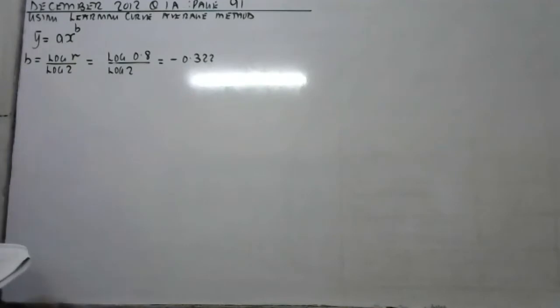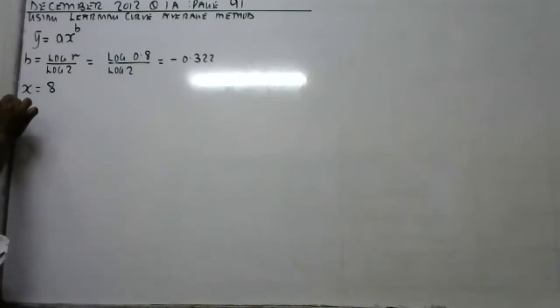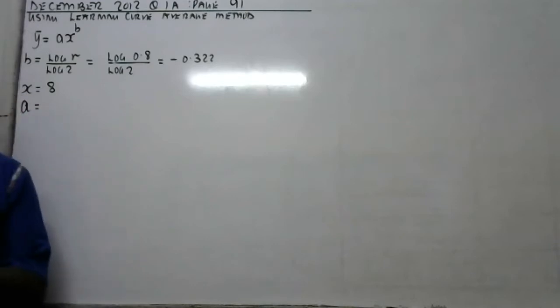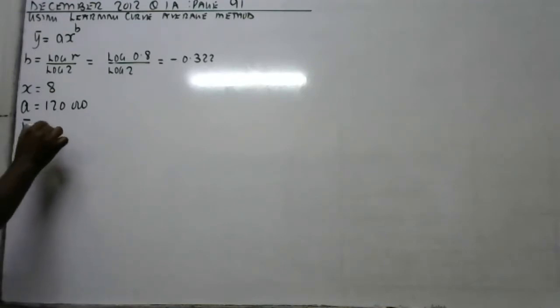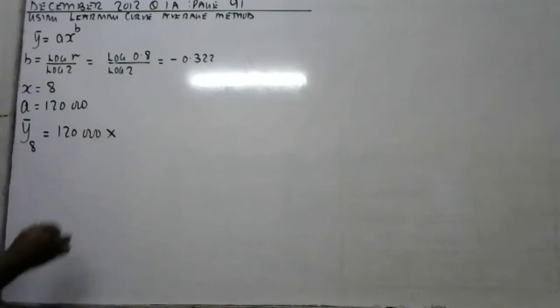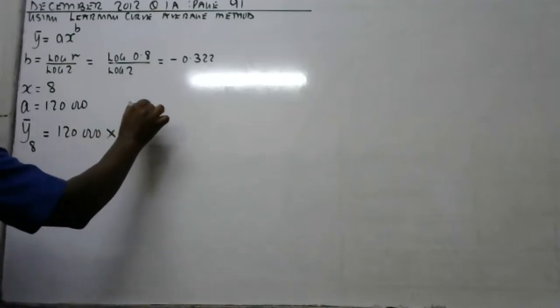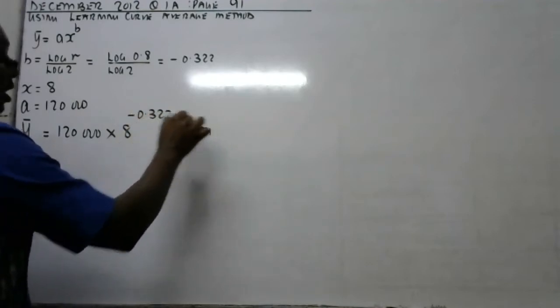The next thing is to know your x. X is in terms of batches. We are told to get for the first 8. So X is 8. The next is to get the A. Now A is the time taken for the first, but in this case it's not time, it is the cost, which is given in information number 4 as 120,000. So the Y bar for 8 will then be 120,000 times 8 raised to power minus 0.322. And that will be Kenya shillings, how much?